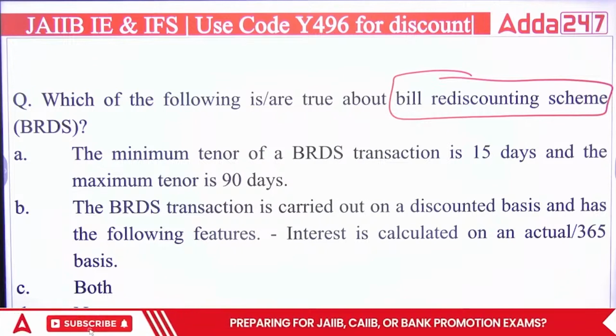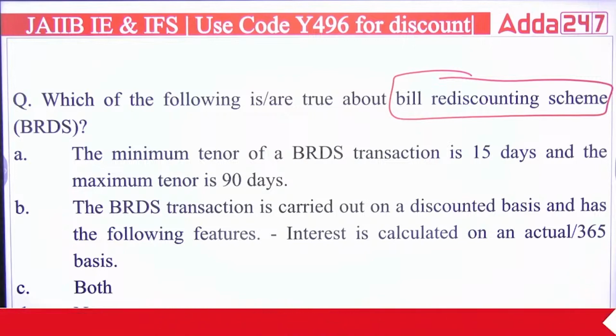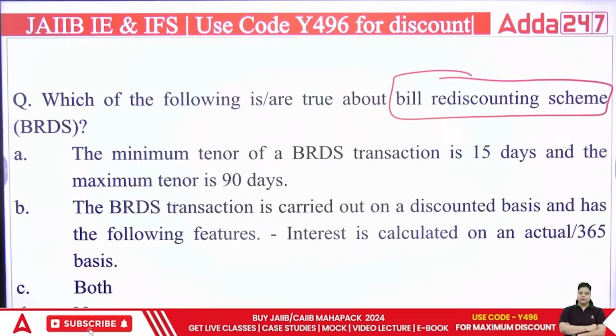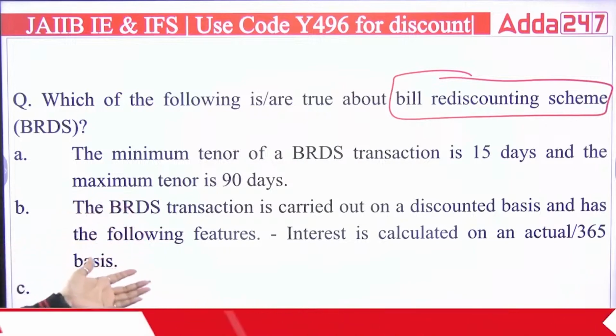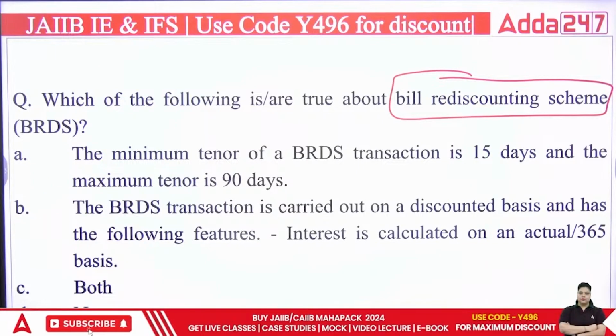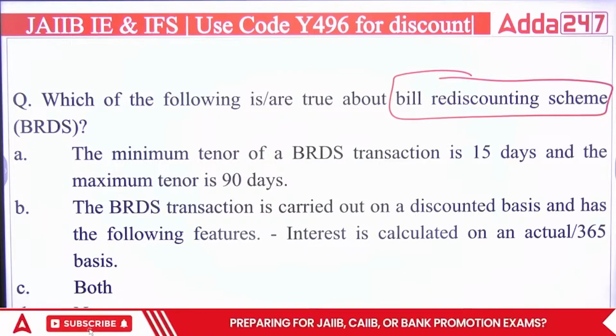Let me know which of the following statements is correct here. Okay, the first talks about the minimum tenure of the bill rediscounting scheme being 15 days and the maximum 90 days. The second says the BRDS transaction is carried out on a discounted basis and has the following feature: first, calculated on an actual 365 days basis. Next is C, both, and fourth is none of the above. So which of the following is true?